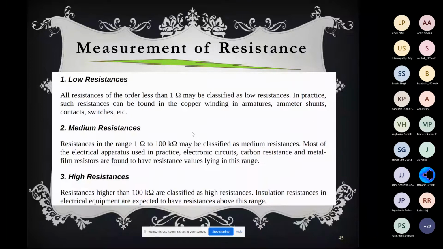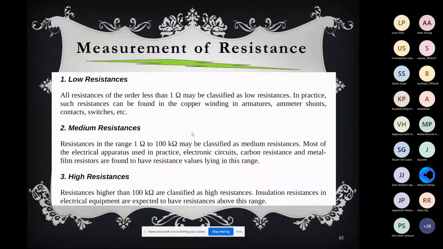In the measurement of resistance, you have to keep in mind that not a single instrument can measure all types of resistance, I mean very low resistance, medium resistance, and very high resistance. A single type of instrument cannot measure the full range, so you need three different types of instrument. One may be for measurement of low resistance, another for medium resistance, another for high resistance. So prior to your measurement, you need to know the typical range of the resistance which you want to measure.